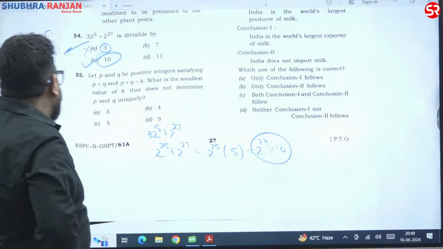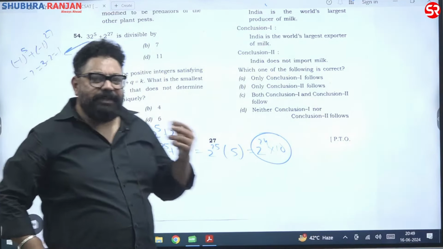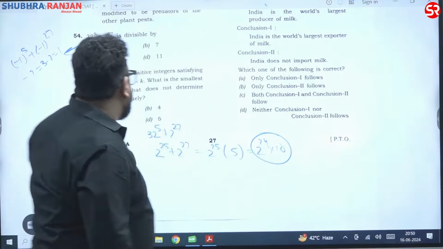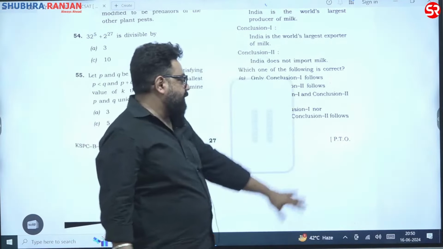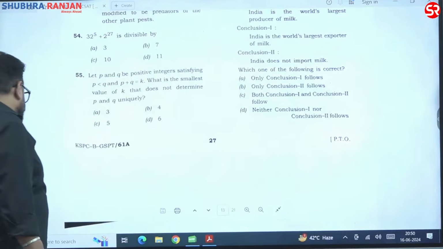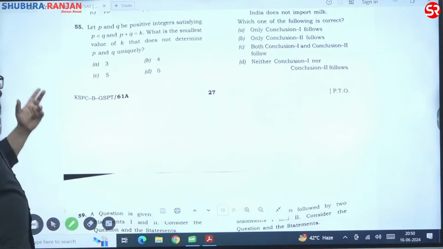So this is again a kind of a question which is totally different from the remainders that they have asked. But again, it is easy. I think if you are my student, please attend number system 3 classes on YouTube. You would be able to solve this question with a blink of an eye. 55. This is a bit techy question.